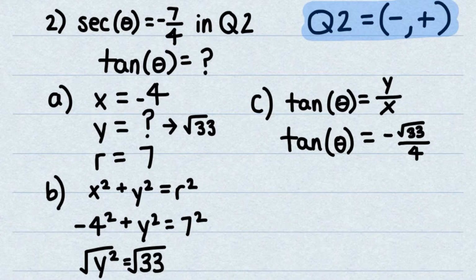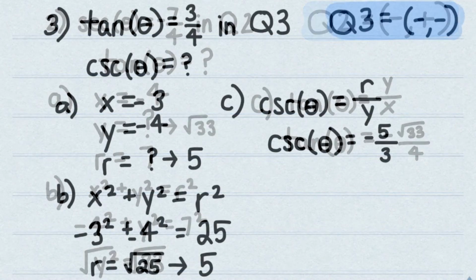We can now plug it into the tangent of the angle, which is equal to y over x. So plugging it in, we get the square root of 33 over negative 4, which is equal to negative square root of 33 over 4.